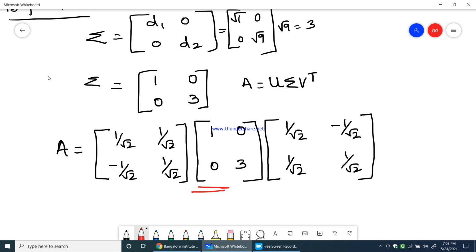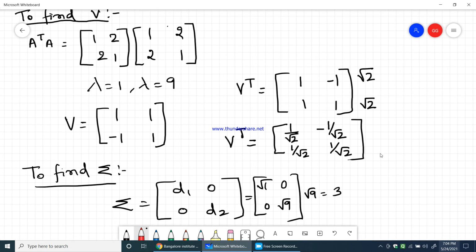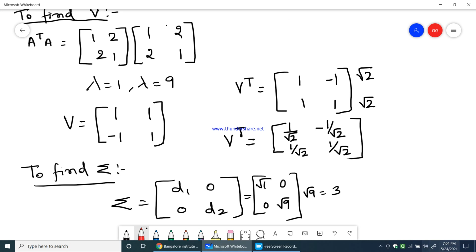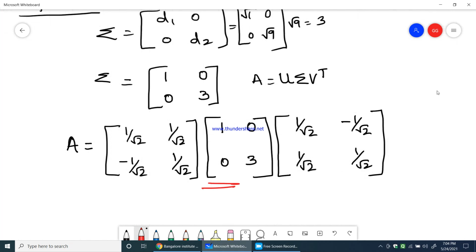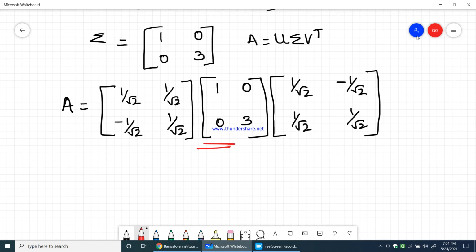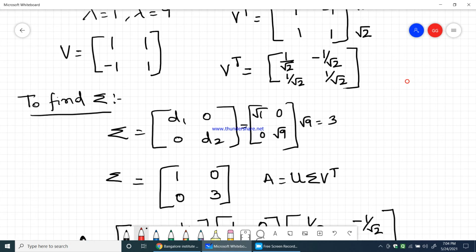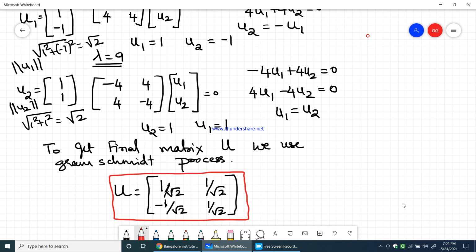Now if you multiply these three matrices, you can do it using your calculator, you will end up getting the matrix [1 2; 2 1]. So fine. Now let us go with the second example.